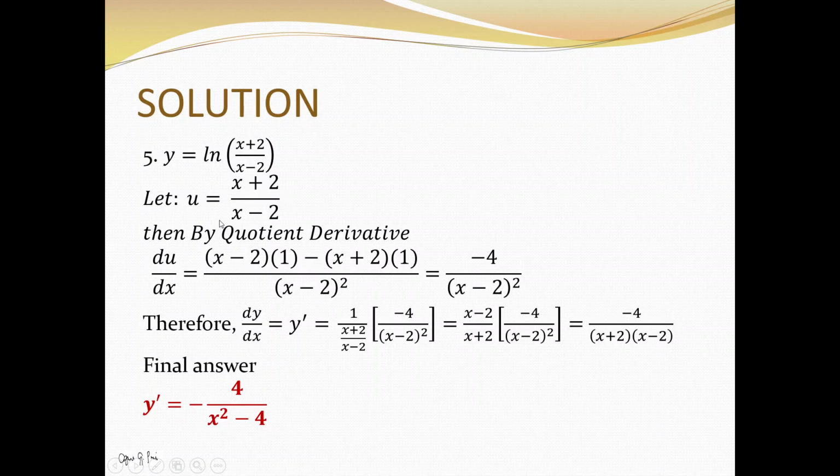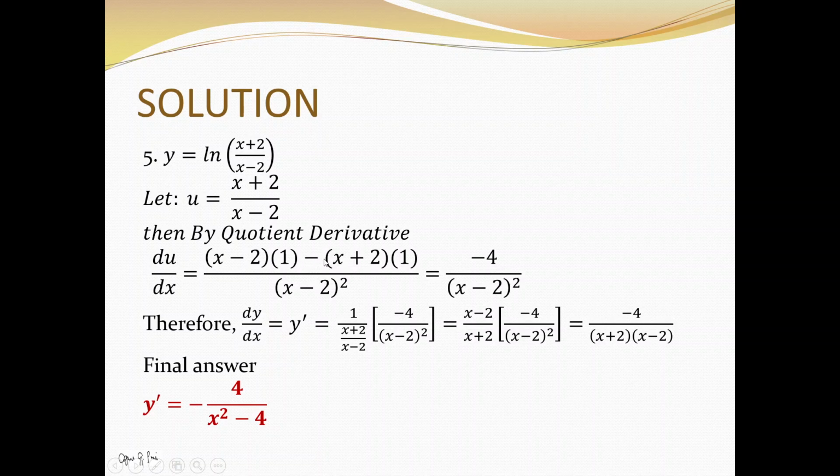So by using the quotient derivative rule, we have to get the derivative of this u by squaring the denominator. Then for the numerator part, it should be the denominator first times the derivative of the numerator, which is 1, minus the numerator times the derivative of the denominator, which is also 1. And then we can simplify this by simply multiplying by 1. So this is also x minus 2. And then remove the parentheses.